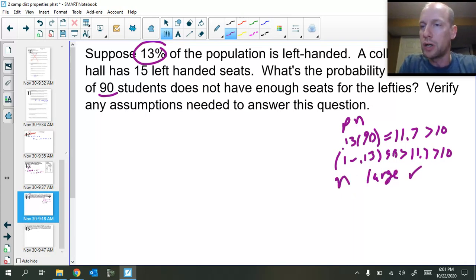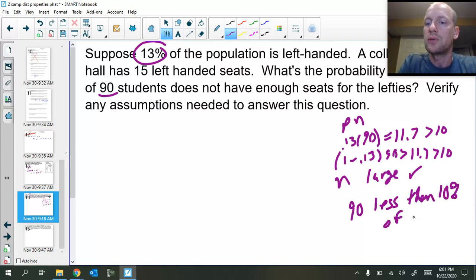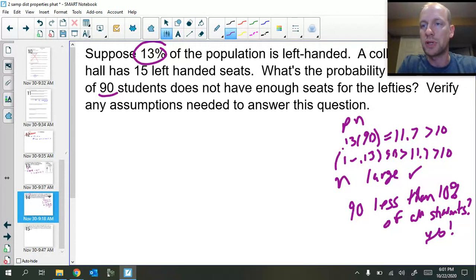sample. Double check, is n too large? Is 90 less than 10% of all students? And that seems like a logical yes. Sorry, my handwriting's so sloppy on the stylus. So it seems like we have independence.